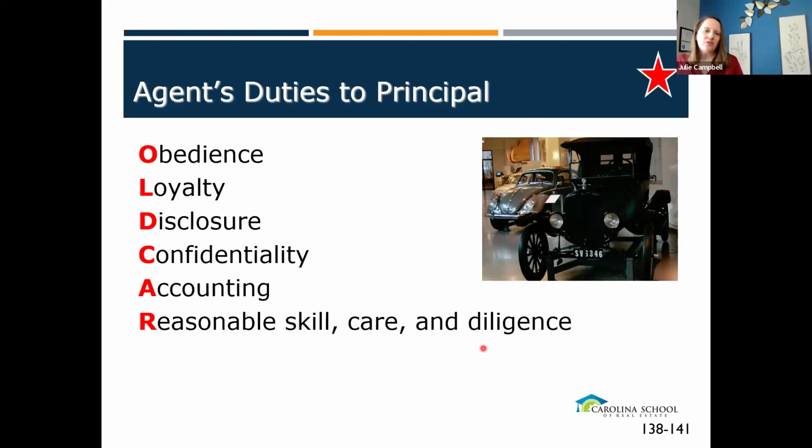You get obedience, loyalty, disclosure, confidentiality, accounting, and reasonable skill, care, and diligence. Don't worry, we are breaking each and every single one of these down so we have a full understanding of these duties. OCAR just helps us remember what these duties are.